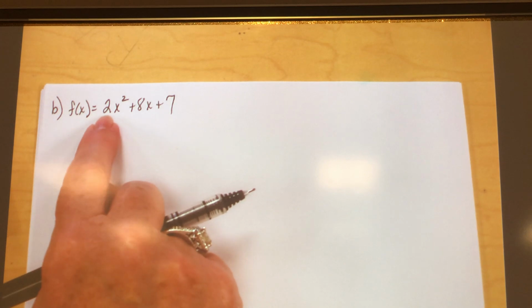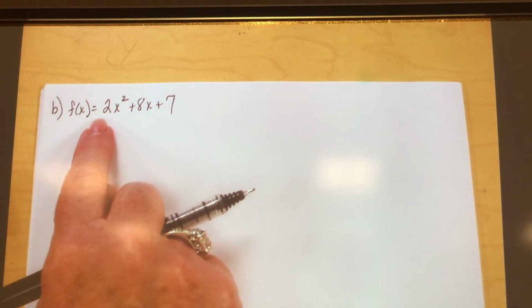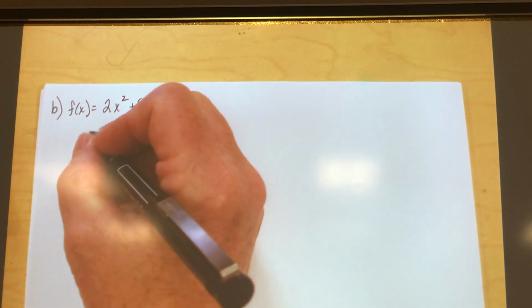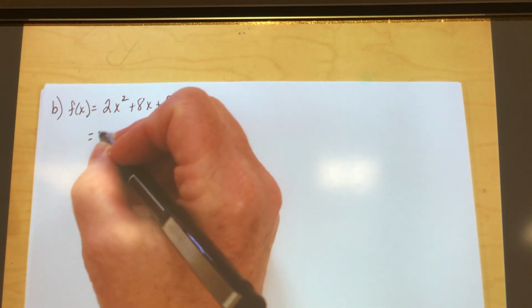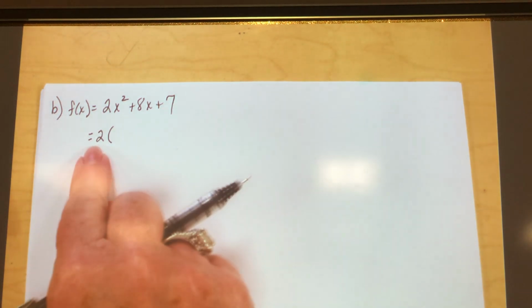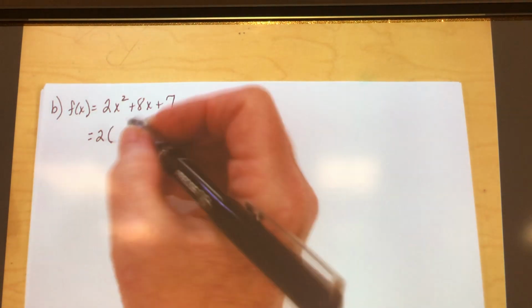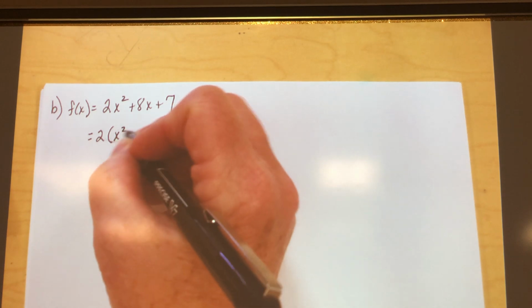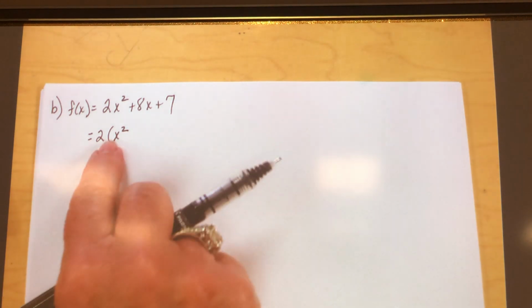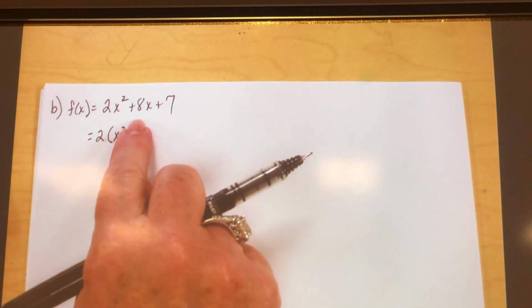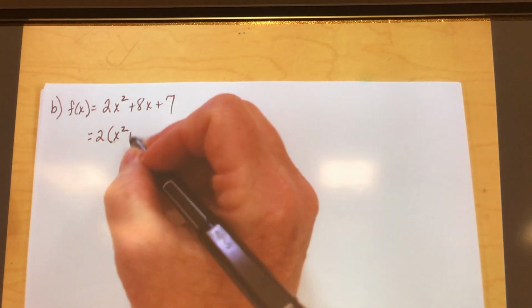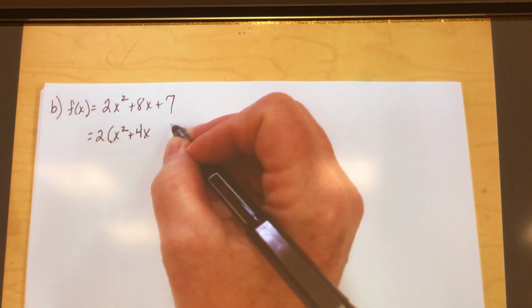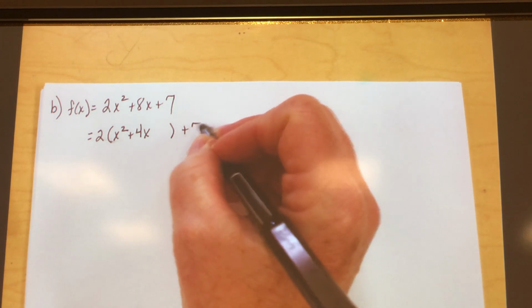So, whatever is out here in front of the x squared, if it's not a 1, you have to factor it out. And you only factor it out of the x's. Okay? You only factor it out of the x's. So you pull a 2 out. What do you multiply 2 by to get 2x squared? X squared. What do you multiply 2 by to get 8x? 4x. And then you don't do the 7. Leave a little space, and then you put your little 7 out here.